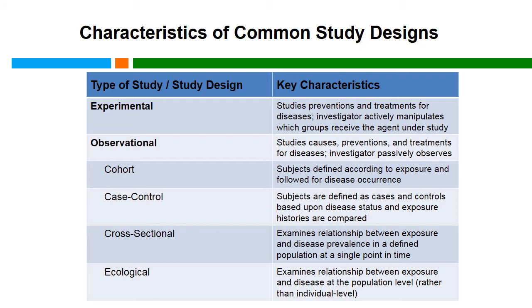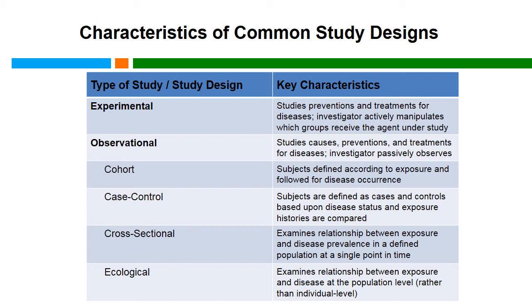So before we go into detail on each of these study designs, let's look broadly at some of the characteristics that differentiate the types of studies that we're going to use for our research. So starting with experimental studies, again, these are studies that look at prevention and treatment of diseases. The investigator, again, actively manipulates which groups receive the agent under study. So you may be using some of these studies, and I know some of you are using an experimental study design, a randomized controlled trial, for example, in your studies in this class.